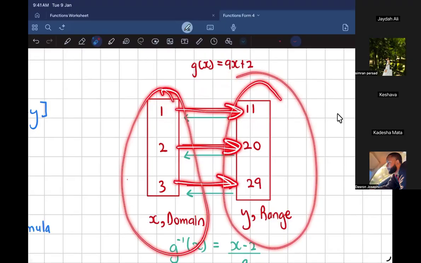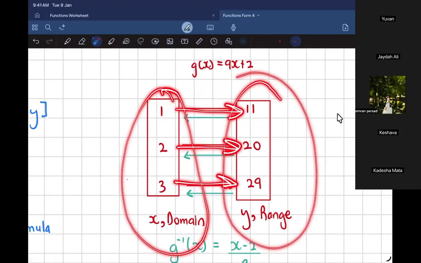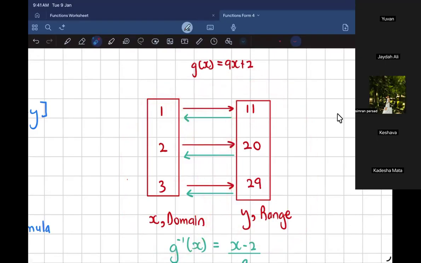So the inverse function, this kind of sounds like the opposite thing. If the regular function maps x onto y, what do you think the inverse function does? It goes in the opposite direction, mapping y onto x.